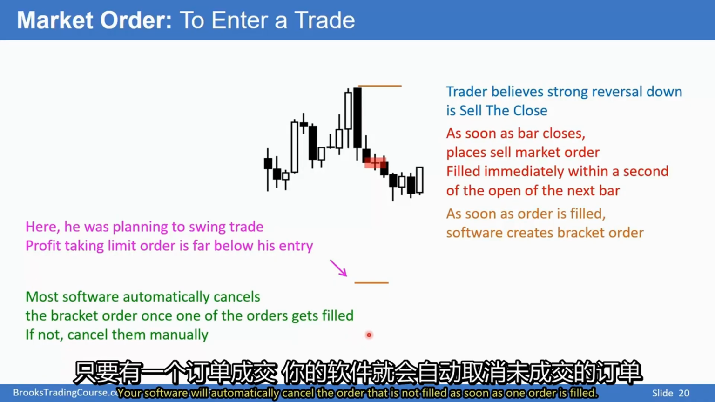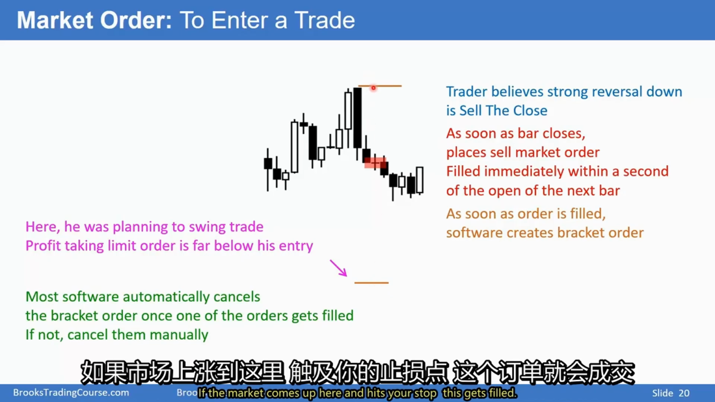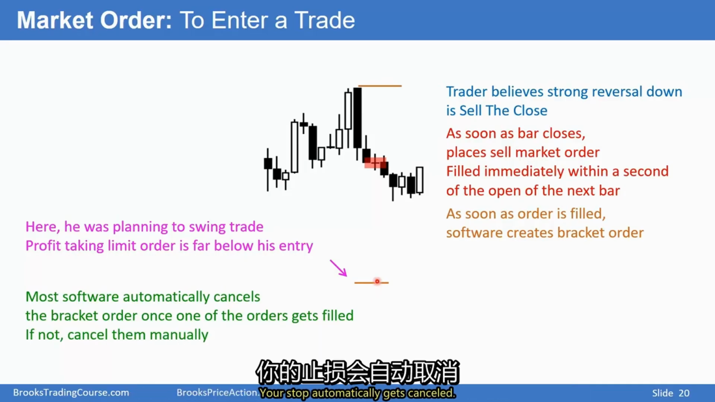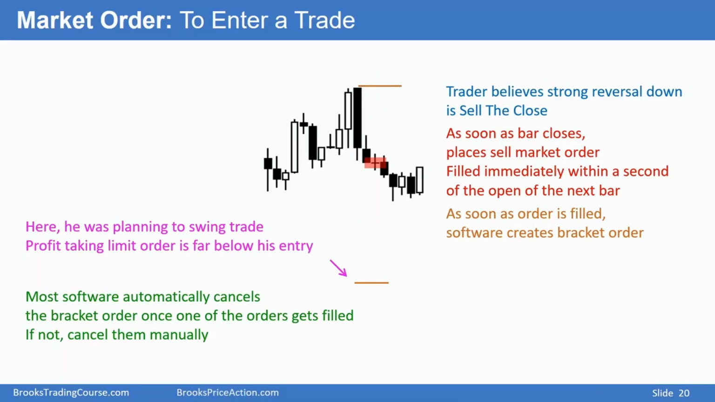Your software will automatically cancel the order that is not filled as soon as one order is filled. If the market comes up here and hits your stop, this gets filled. If it comes down here to hit your profit target, your profit-taking limit order, you get filled, you're no longer short, and your stop automatically gets canceled.